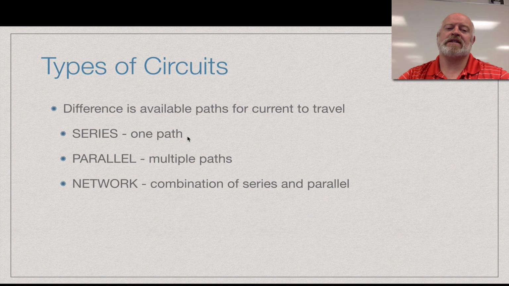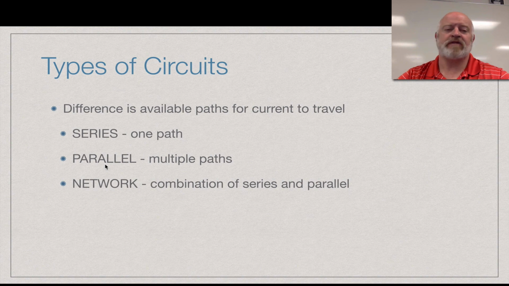However, it is possible that we have multiple pathways that the electrons can flow. Think of a garden hose, where if you have a single hose coming out of a spigot from your house, it has a single path. However, if you put a splitter or a Y connector in it, you could get water to run to different locations. You could have multiple pathways for that water to flow. So in that case, when we have multiple pathways, we call those parallel circuits.